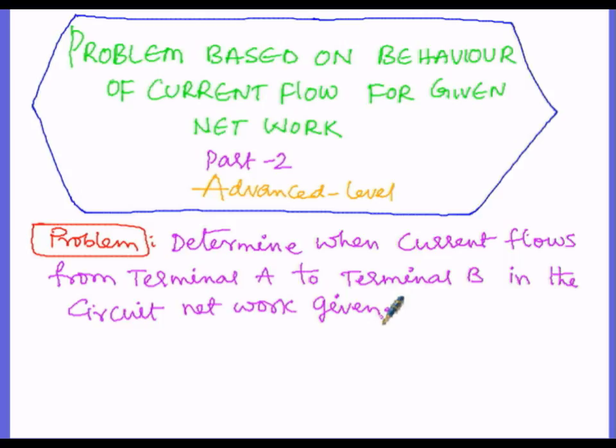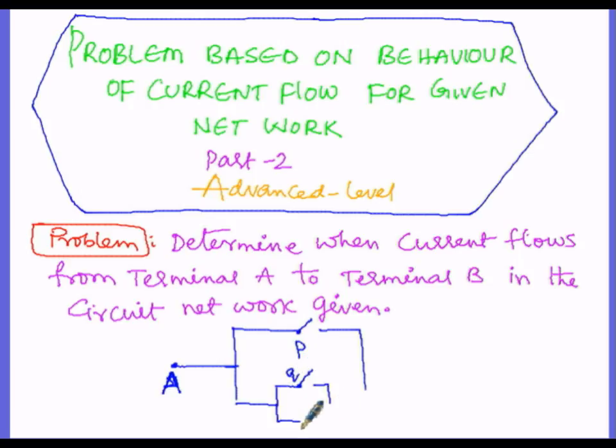So here, as per the problem, the network which is given to us is this: this is the terminal A, and here is the switch P, and in parallel to this switch P there is another parallel combination, where one switch Q is arranged, and in parallel to it another switch R is also arranged, then connected to the second terminal, that is B.